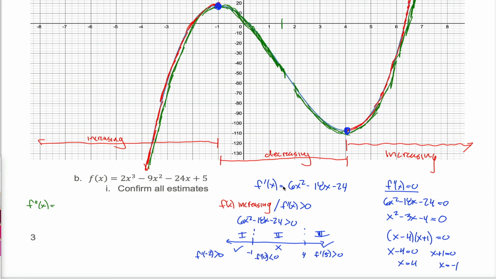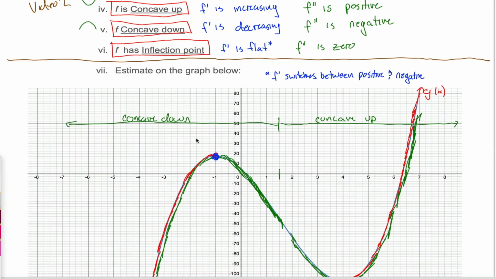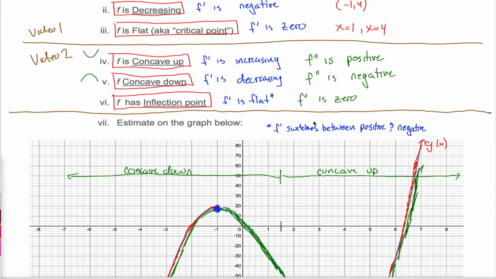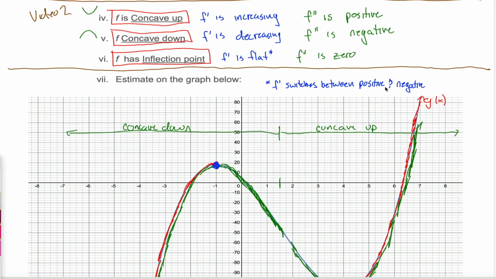We already know f prime of x is 6x squared minus 18x minus 24. Take the derivative of that, and you get 12x minus 18. A nice, easy to deal with function. You want to know where you have an inflection point? An inflection point happens when the second derivative equals 0, loosely speaking.